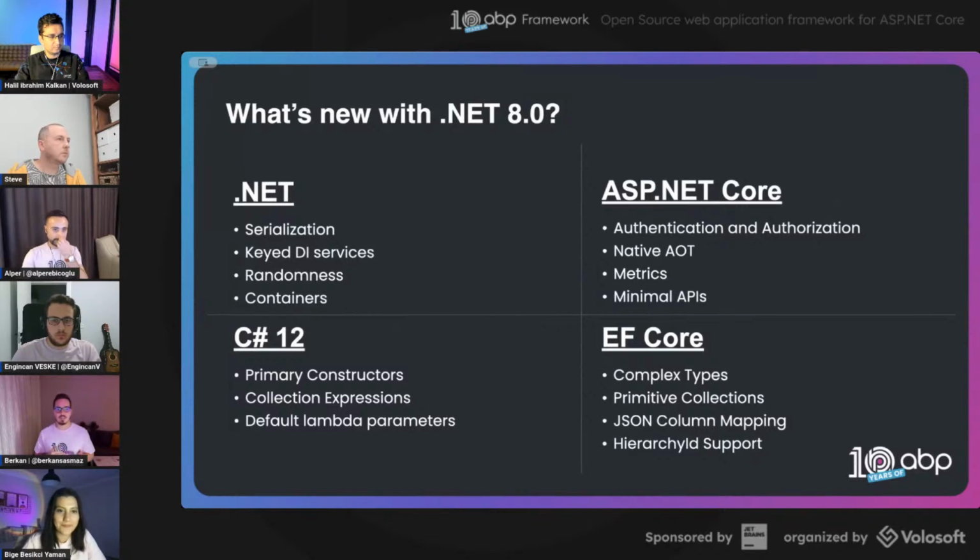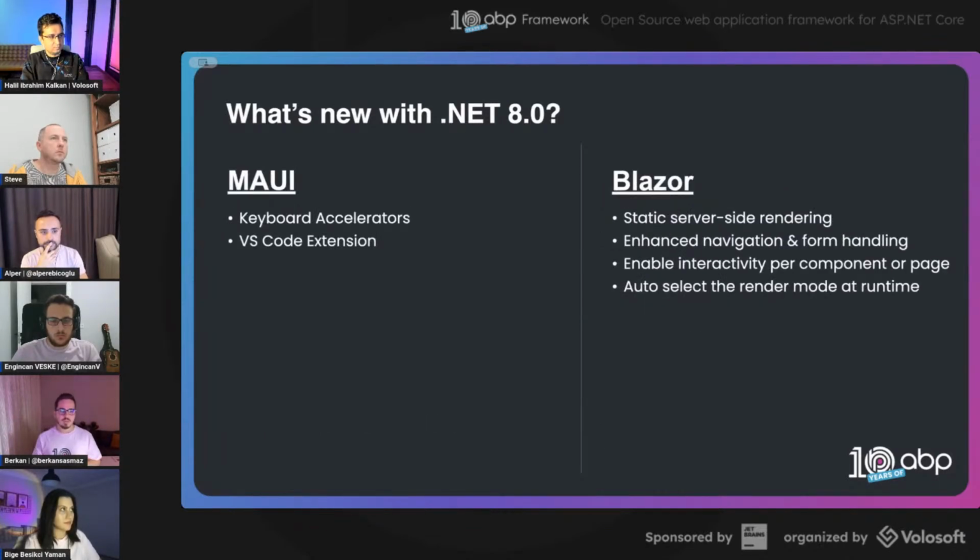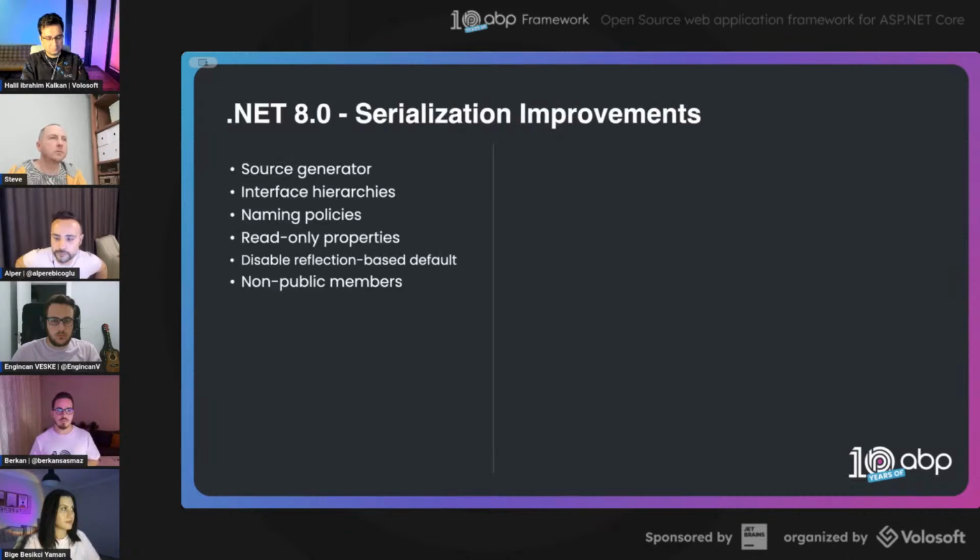I have divided the news I will explain today into 6 separate sections according to their topics. So we have the news that came with the .NET 8, the news that came with C# 12, ASP.NET, EF Core, MAUI, and Blazor. So let's first look at the serialization improvements.